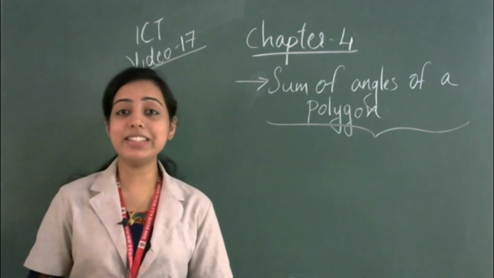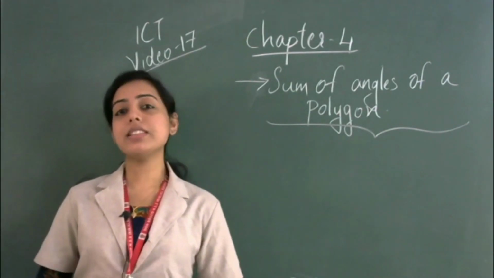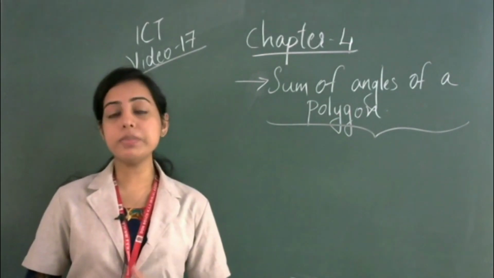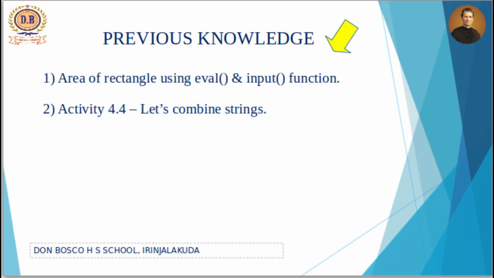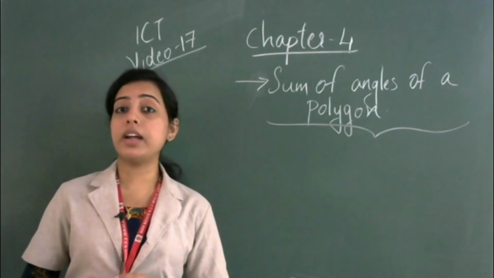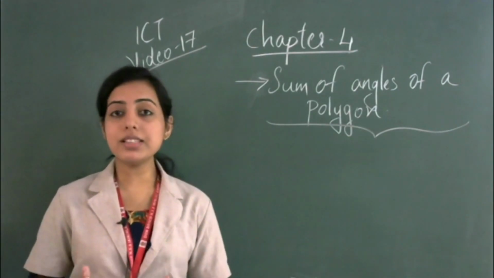This is our 17th video session, and in the previous class we discussed two programs using the eval and input functions. One is how to find the area of a rectangle using the eval and input functions, and also activity 4.4 in your textbook. Let's combine the string. In that we have to enter a school name, for example Don Bosco. So our output will be: you are a student of Don Bosco school. So these are the two programs which we did in our previous class.